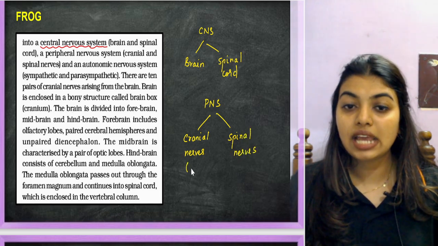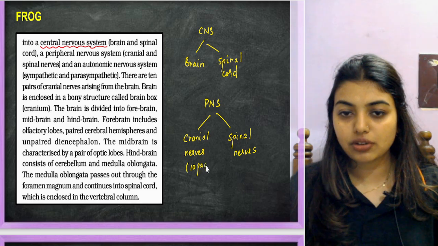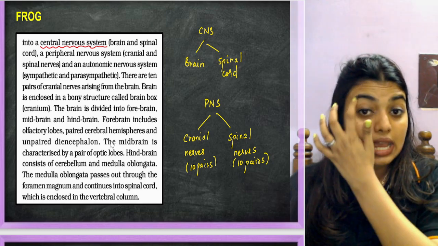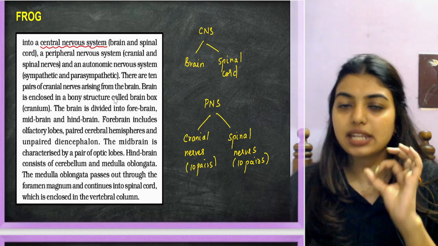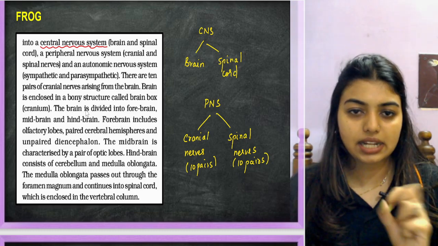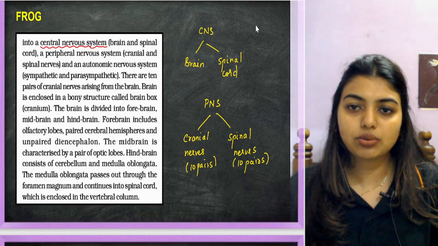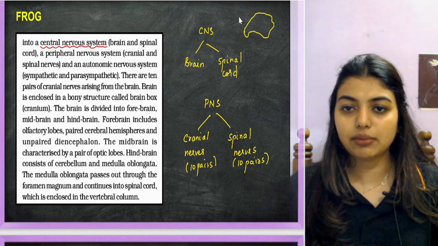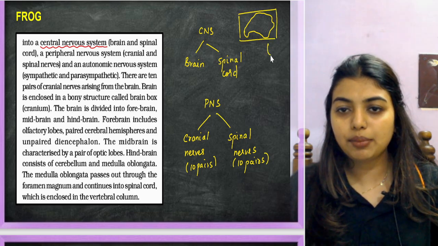Now how many are they? They are 10 pairs each. Not like us, we have 12 and 31. This is 10 pairs each. There are 10 pairs of cranial nerves arising from the brain box. Even spinal nerves are 10 pairs. Brain is enclosed, obviously students, in a box called the cranium. We call it the brain box.